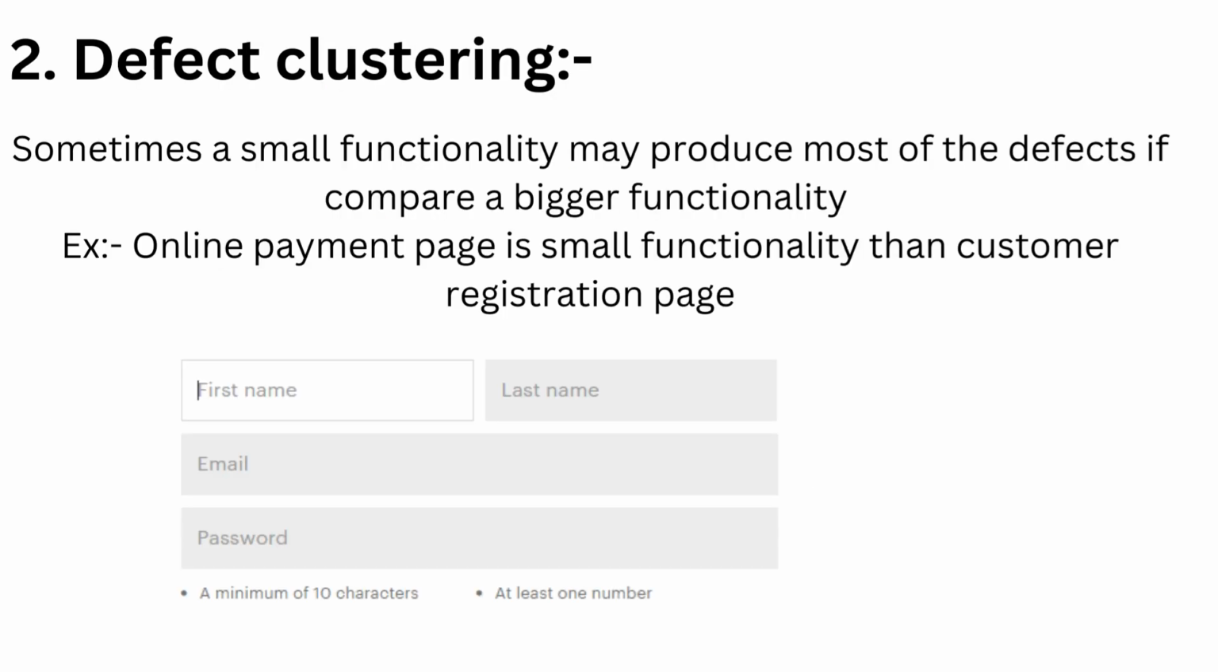Second one, defect clustering. Sometimes a small functionality may produce most of the defects compared to a bigger functionality. Here, the example I took is that the online payment page is a smaller functionality than the customer registration page. In the customer registration page, we will have many fields like first name, last name, gender, address, date of birth, email, password, documents required, and so on.